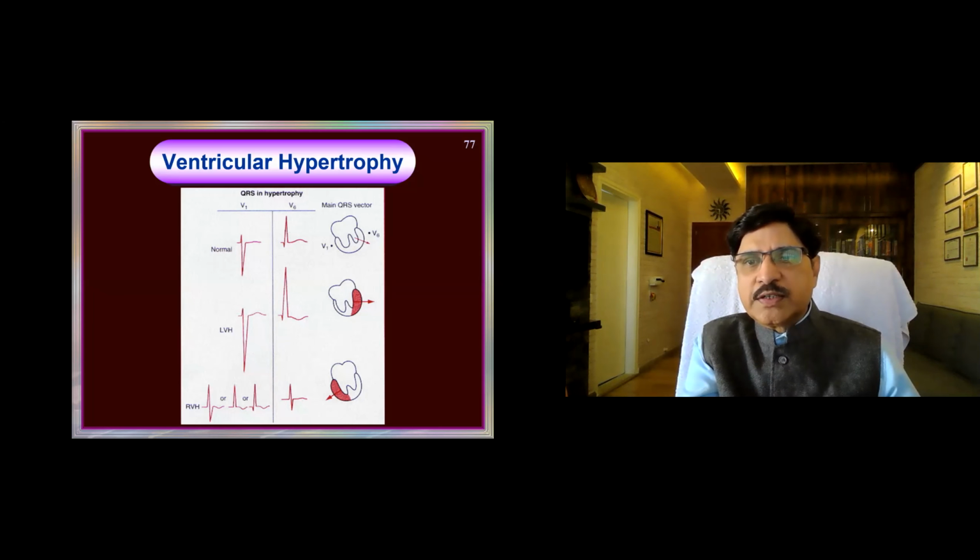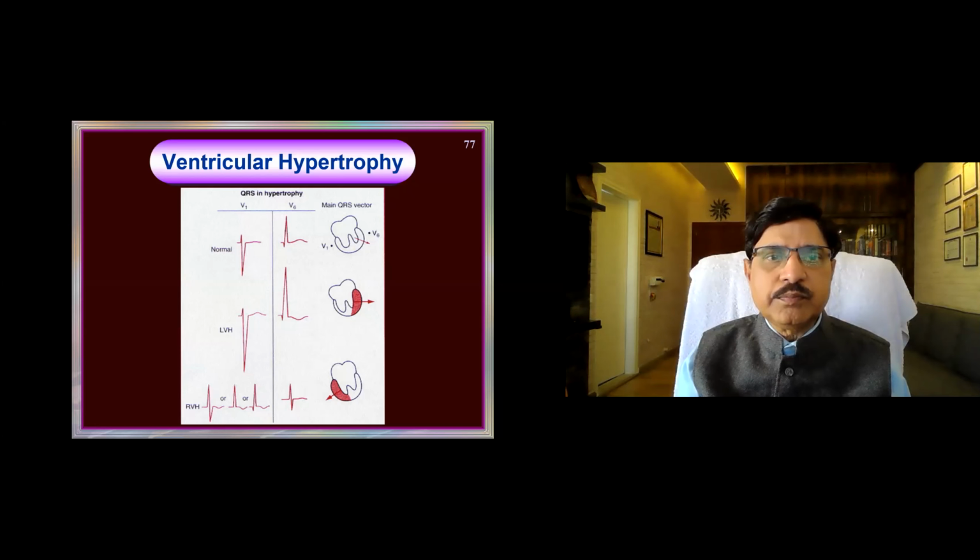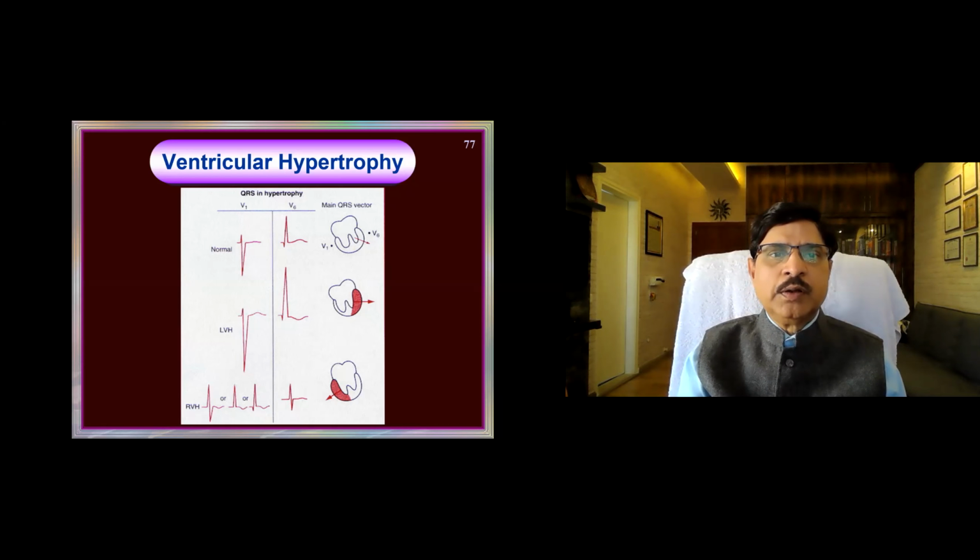V5, V6 are the lateral leads. V3, V4 are the anterior leads. V1, V2 are the septal leads or the right-sided leads. I look at V1 and V6. So where is V1? V1 is on the right sternal border in the fourth space. Where is V5? V5 is in the fifth interspace and anterior axillary line. And V6 is in the fifth interspace, mid axillary line. V4 is at the apex.